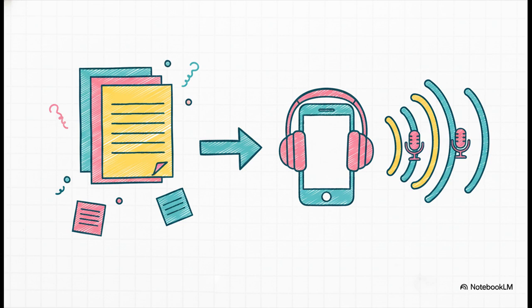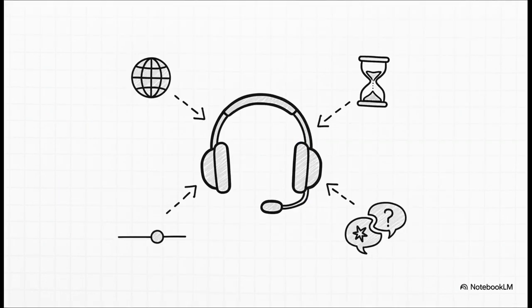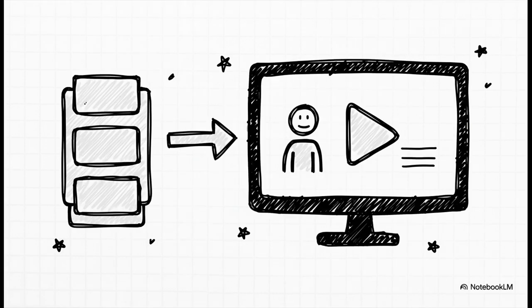How cool is that? But here's what's really amazing: the control you have. You're not just stuck with some generic summary. You can literally tell the AI, hey, just give me a quick summary, or create a debate between two different viewpoints from my notes. You can even customize the language, how long it is, and what specific theme you want it to focus on. And it doesn't stop there.